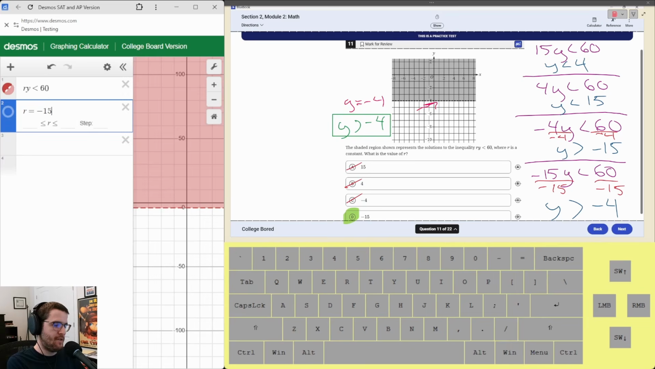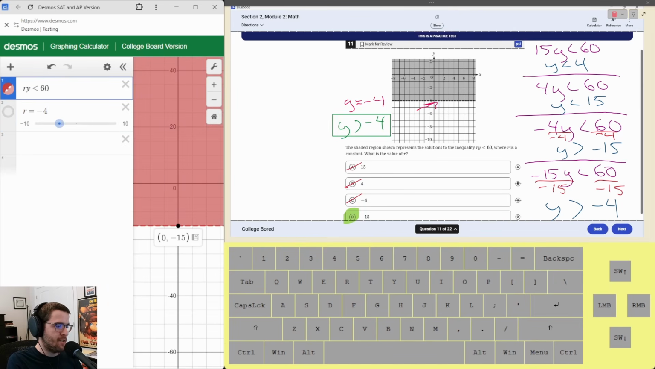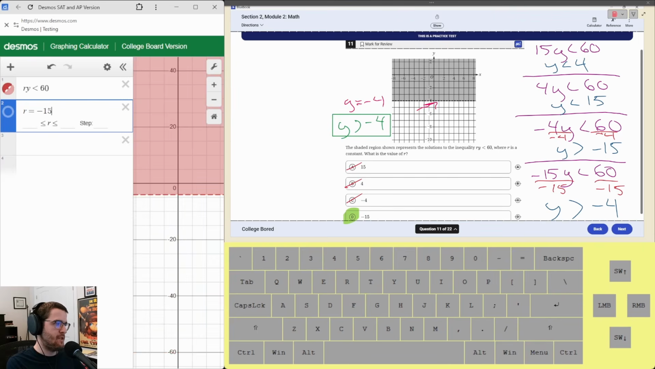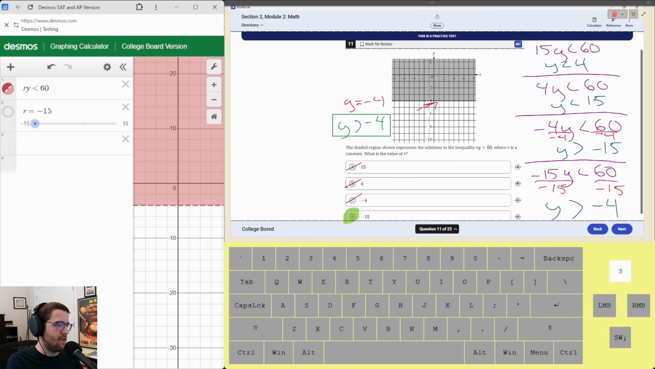Let's try -4. That's shaded up, so that could be right, but where is that touching the y-axis? That's at -15. We want it to be at -4, so that's wrong. Let's try the final answer, -15, which we know to be right. Okay, that is shading up. It's got a dashed line. Looks good. Now we just got to check the bound. Is it at -4? It is, so D is the answer. That was probably the easiest way to do it. I would have done this one on Desmos for sure.